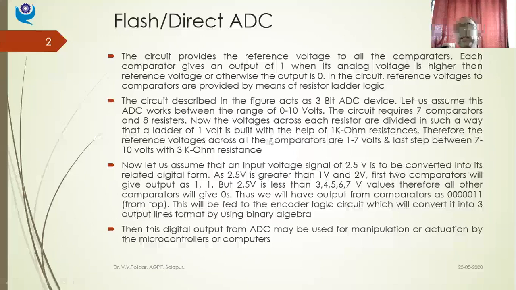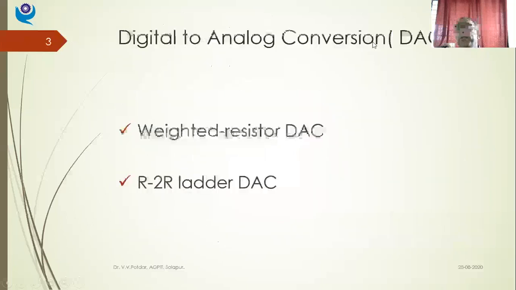So these were the 3 types of A to D converters. Let us quickly see. We want to finish the D to A converters as well. Let us see the 2 types of D to A converters now. DACs. R to R ladder DAC.